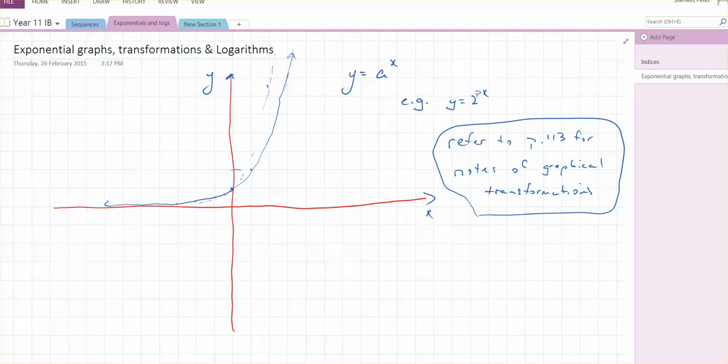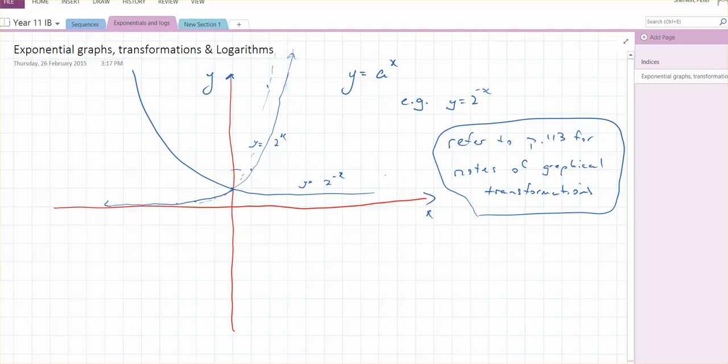Now, just one other thing we could look at is what happens when we put a minus x out the front. Well, a minus x will flip in the y-axis, so that will flip it like so. So this would be 2 to the minus x. If this is 2 to the x, y equals.